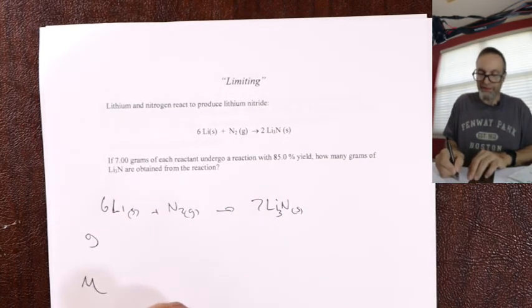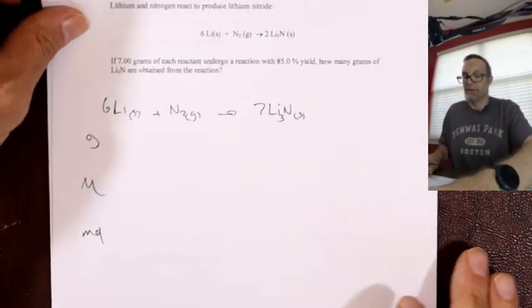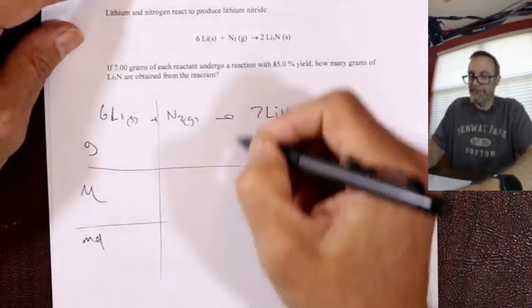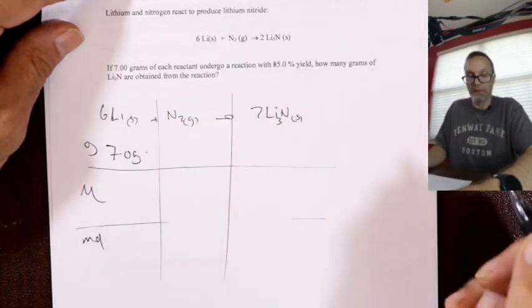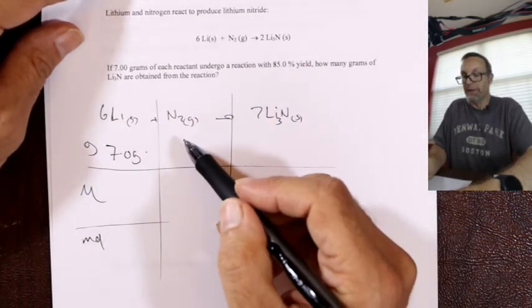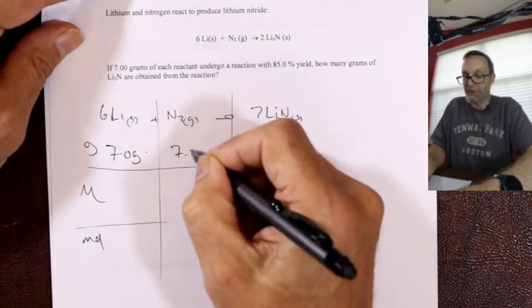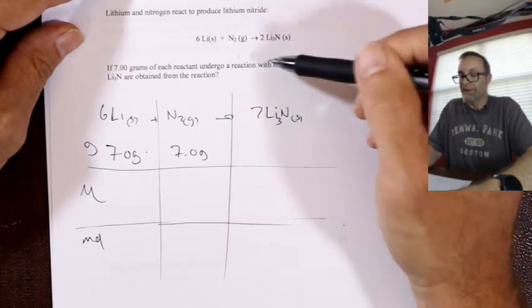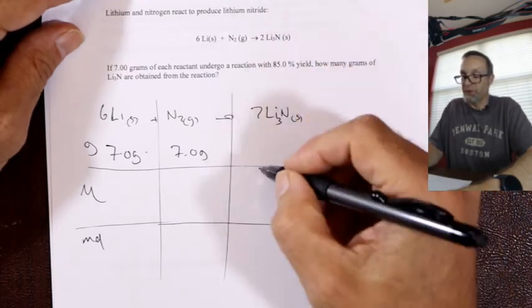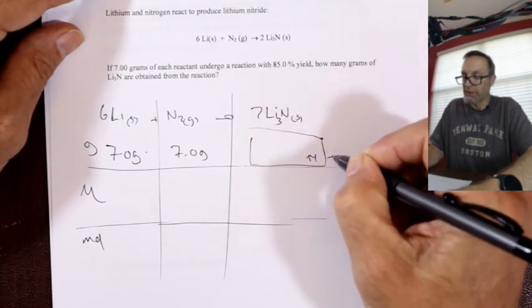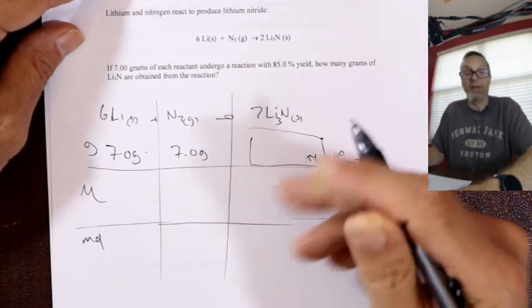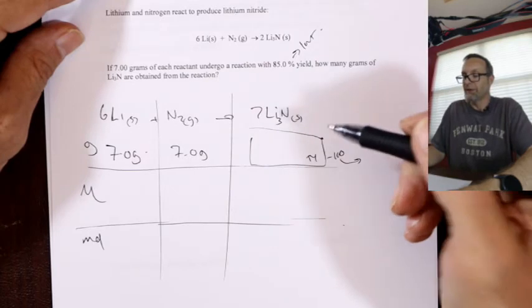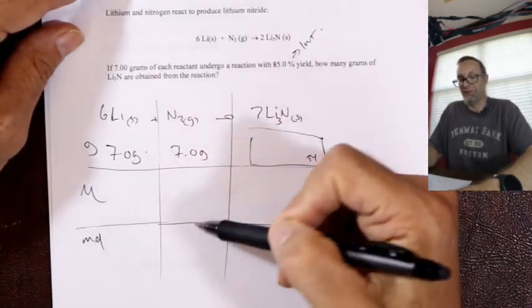Grams, molecular weight, and moles. And let's read that old question here. So 7.0 grams of each reactant undergo reaction with 85% yield. Now, this will work out a theoretical yield, which is 100%, right? And what you'll do, you take that off on the side and turn it into 85% of that 100, right? So that's something we do last, right? So how many grams were obtained at 85% yield when 7 and 7 were mixed?